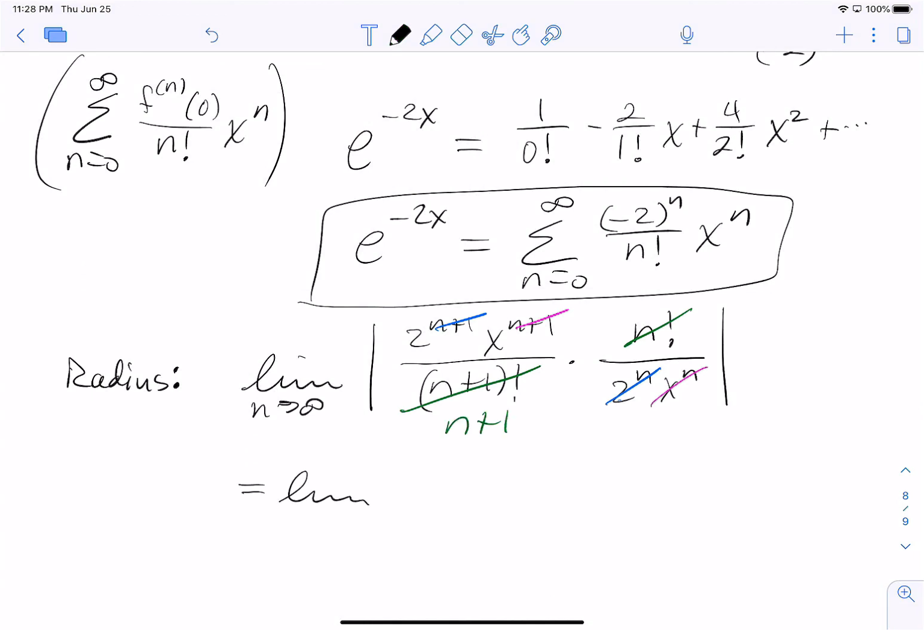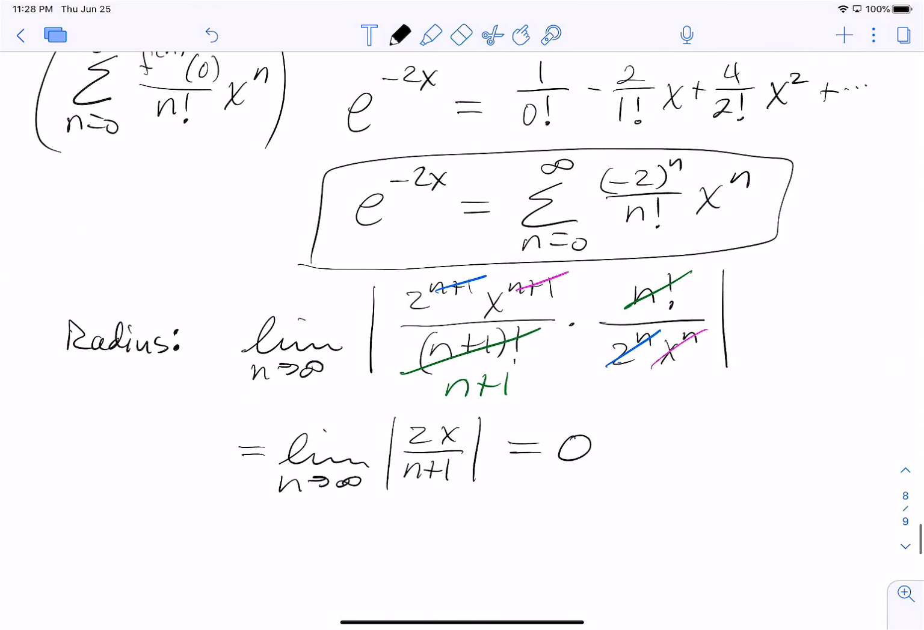This gives us the limit as n approaches infinity of the absolute value of 2x over n plus 1, which is equal to 0. Therefore, the radius is infinity.